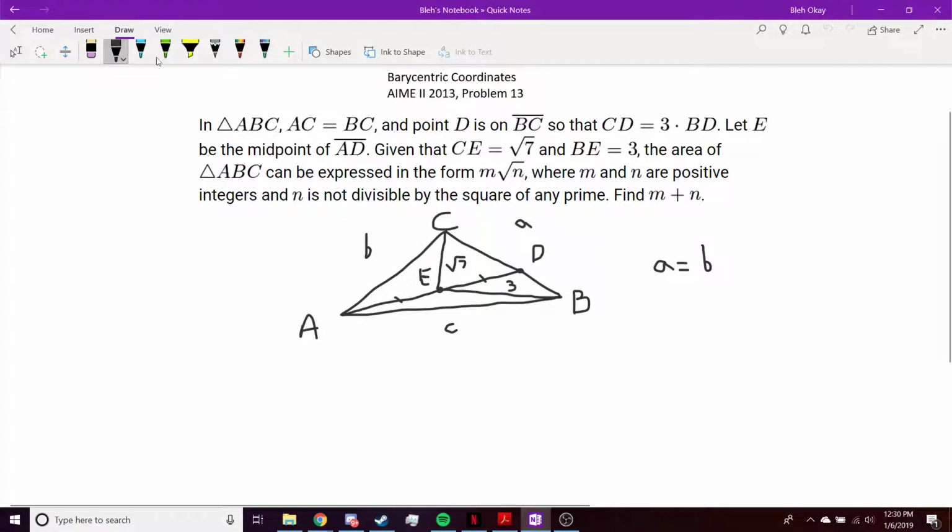Hello everybody. In this video I'm going to be solving a problem from the AIME in 2013, problem 13, and I'm going to be using barycentric coordinates. So we're given an isosceles triangle ABC, and we define two special points here. D is on side BC, so that the length CD is 3 times the length of BD, and then E is the midpoint of AD. Now, we're given the lengths of CE and BE, and we want to determine the area of ABC.